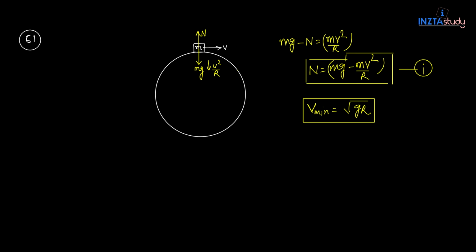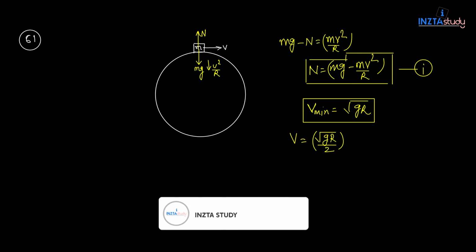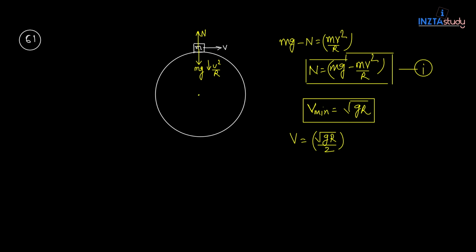Now part C: assume that v is half of the minimum value calculated in part B. So now assume that the speed which we are imparting is root under gr by 2. Find the angle made by the radius through the particle with the vertical when it leaves the surface. So let this be the center. Let this be the vertical, and let this angle be theta when it is losing contact.